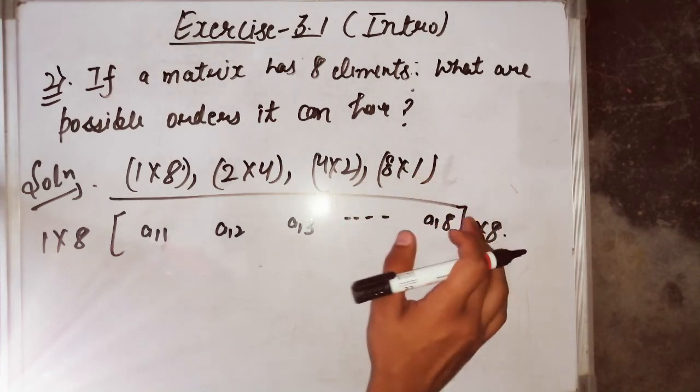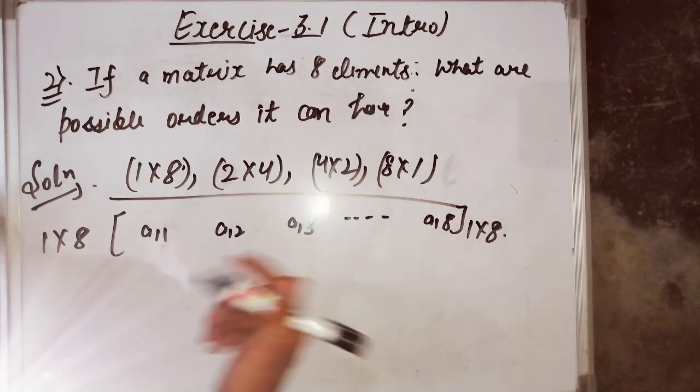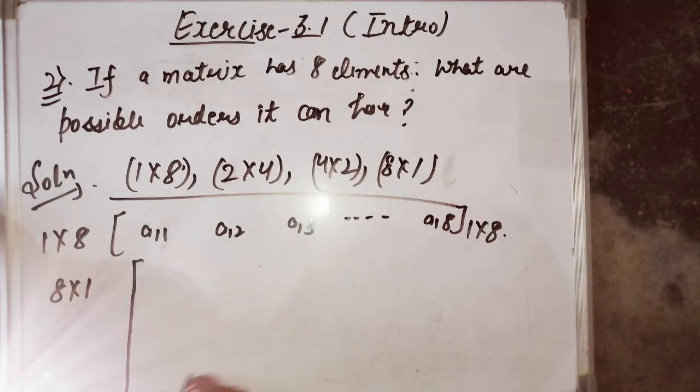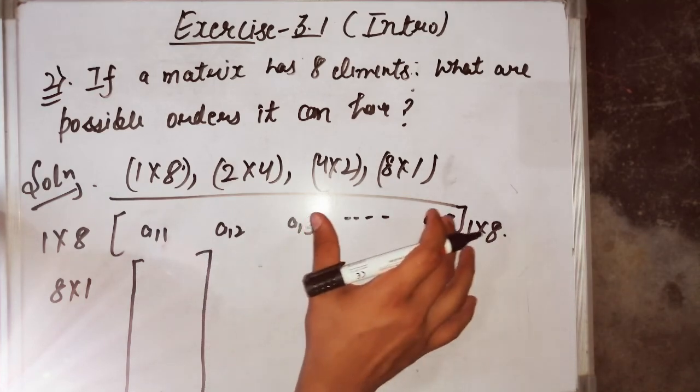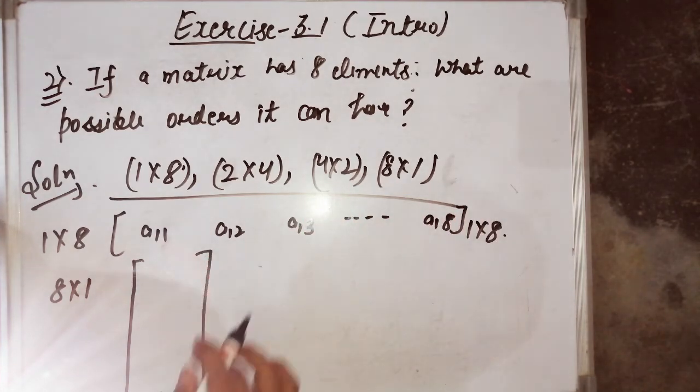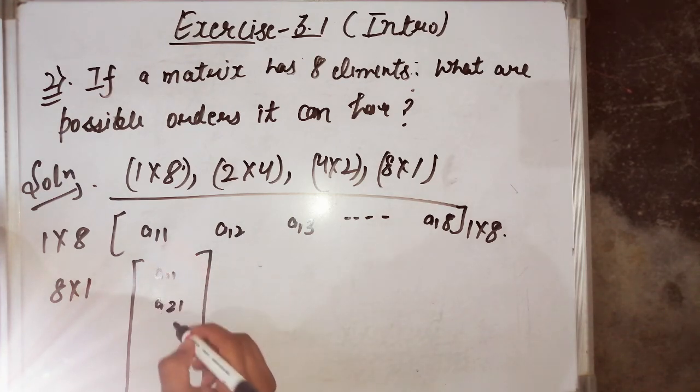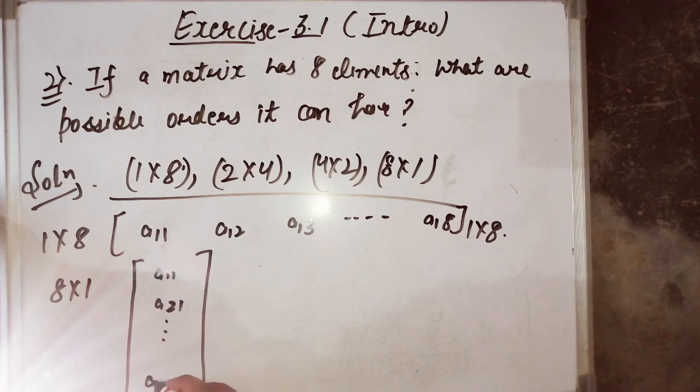I'm telling you how you will make this 8 cross 1 matrix. The 8 cross 1 matrix will look like this. This matrix will contain only one column, that's why it's looking so big: a11, a21, and at last it will end at a81. This means this matrix has 8 rows and 1 column. This was exercise 3.1 intro.